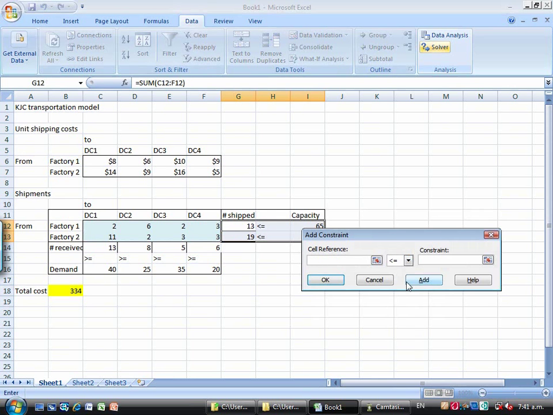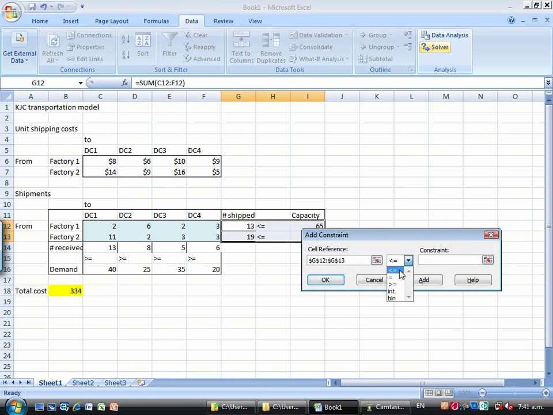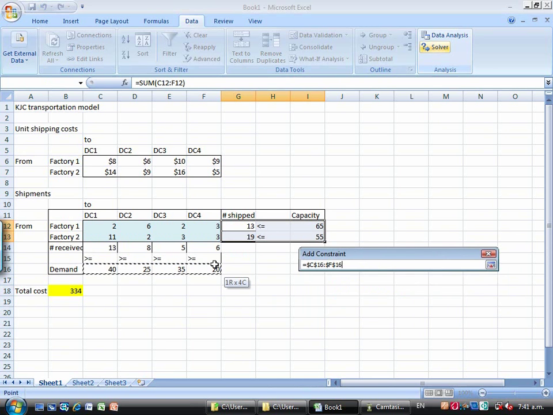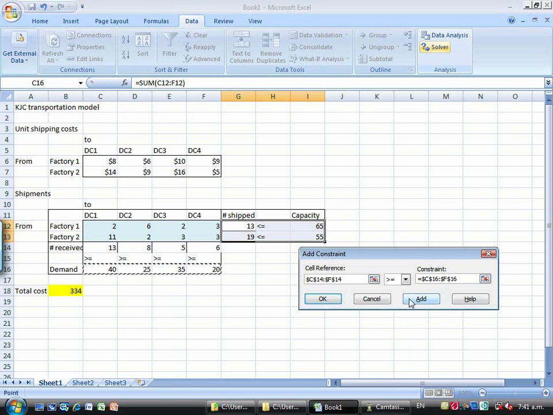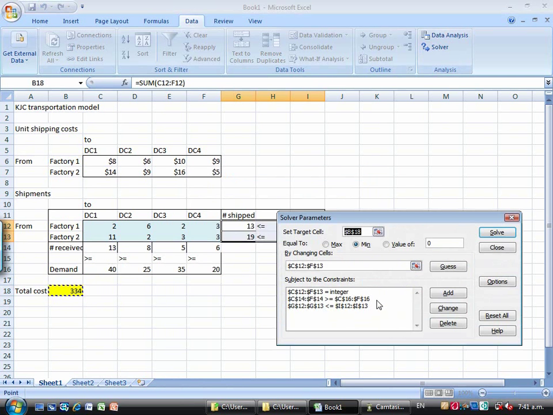And then we have our shipping constraints. So the number shipped must be less than or equal to the actual capacity of the factories there. Now the other similar constraint is the number received by each distribution centre must be greater than the number that they demand. And we're done with the constraints. So we've only got 3 constraints.